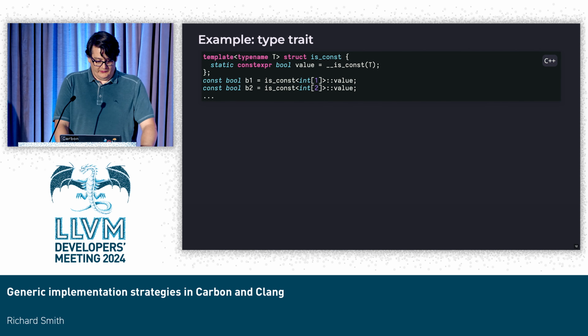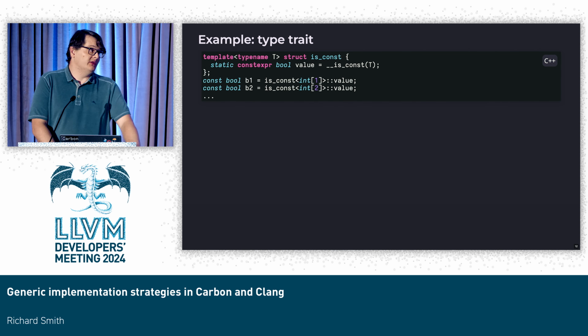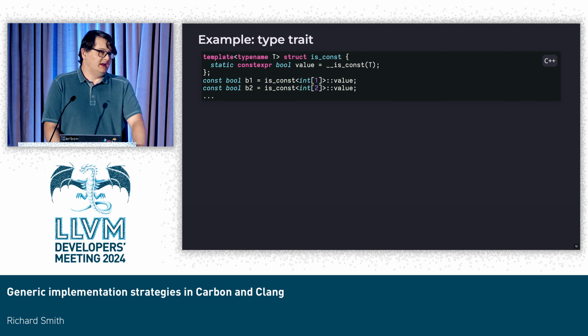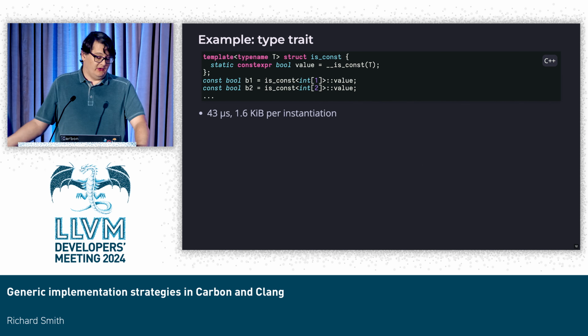So as an example of this, we can look at a type trait, which is something that's going to occur fairly commonly in C++ code because of use in the standard library. And the older way of doing this is with a class template, which has a static constant inside it. Might be an enum, might be a variable. And then we can measure how much this costs each time we instantiate this. And on my machine, it comes out at about 43 microseconds for each instantiation. And the representation we build ends up being about 1.6 kilobytes for each instantiation.